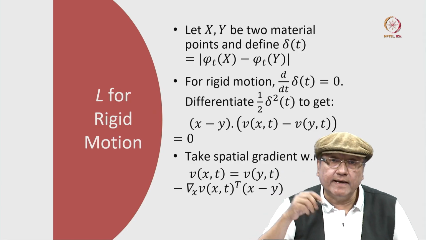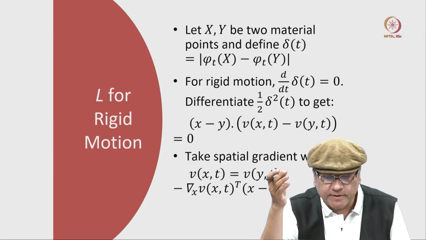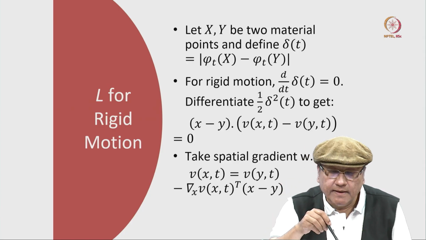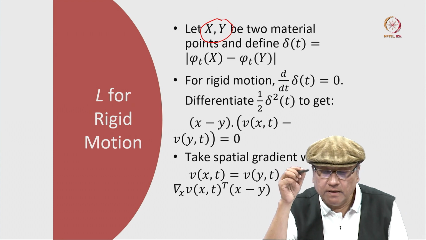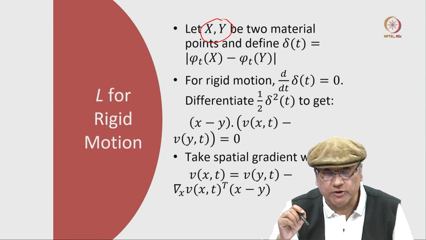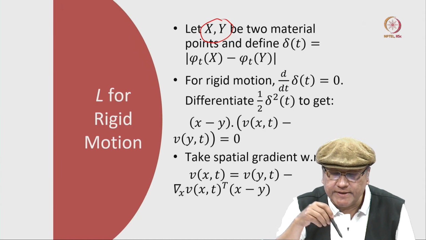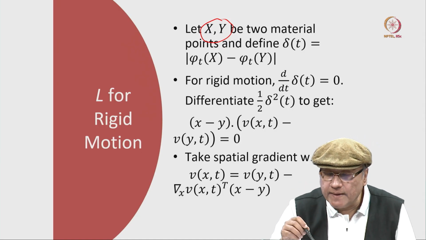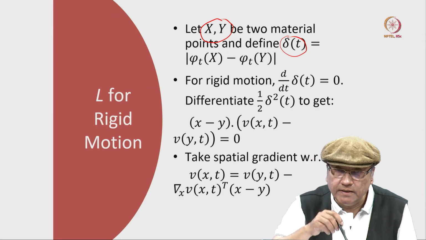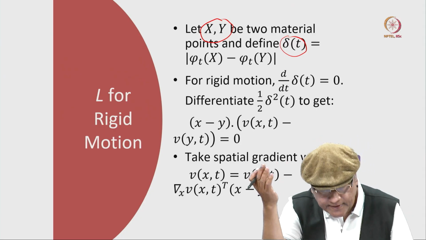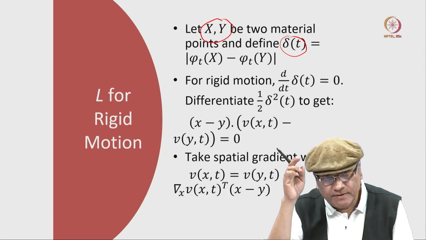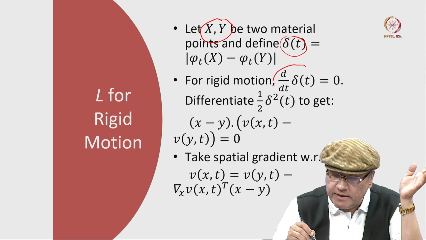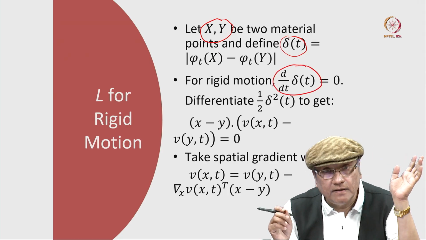Now, another slide before I go for a quick breather. So now let us take two material points capital X and capital Y, and define the corresponding deformation corresponding to both capital X and capital Y. So, they are phi_t(X) and phi_t(Y). The distance between them can be captured by this quantity delta_t, which is the modulus of phi_t(X) minus phi_t(Y). If the motion is rigid, then the distance between 2 points does not change upon deformation. So, therefore, d/dt of this delta_t has to be equal to 0.